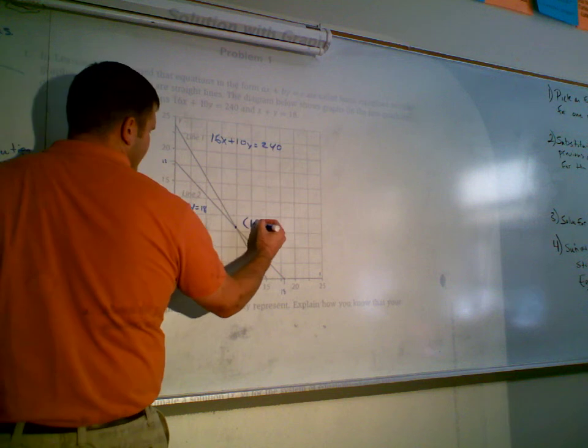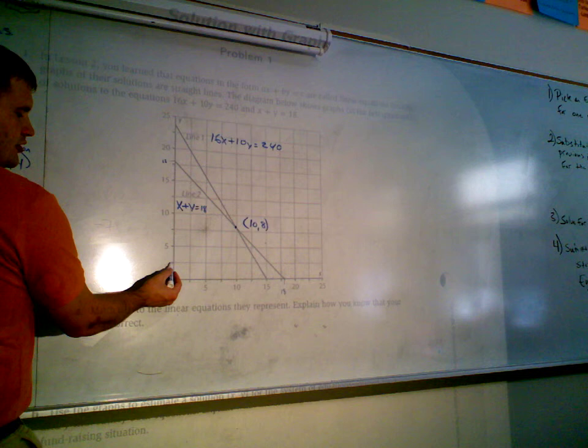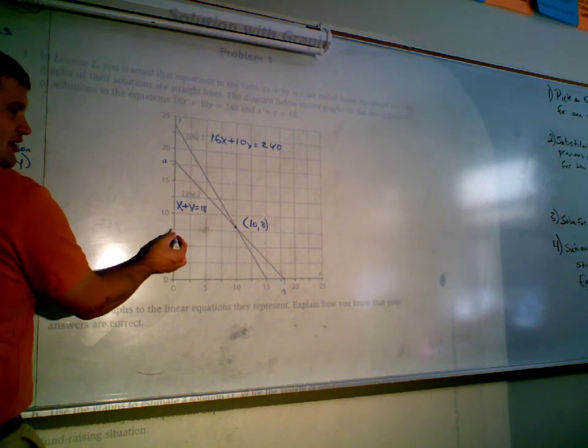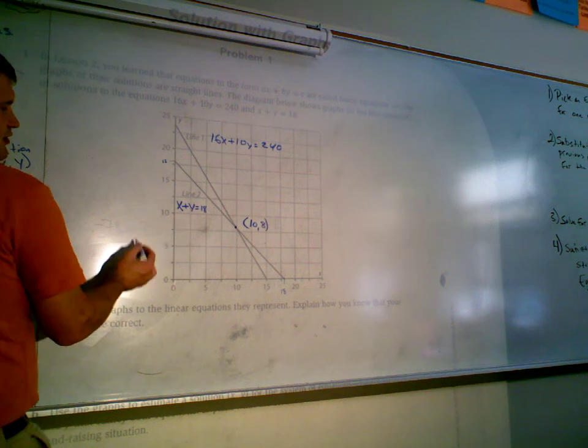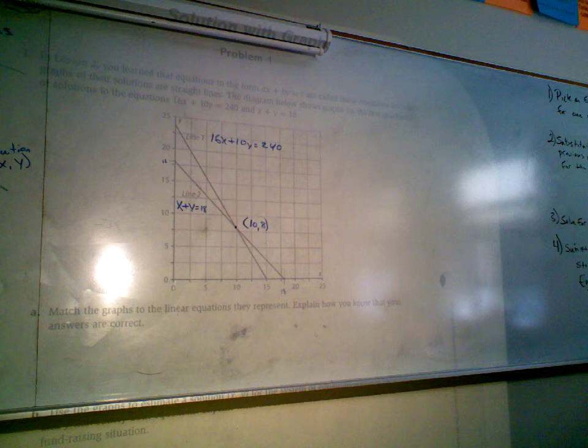10 comma 8? No, more of 7. 2.5, 5, 7.5, 10. So it's just above 7.5, which means it's probably closer to 8. And it's just to the left of 10, which means it might be 10.